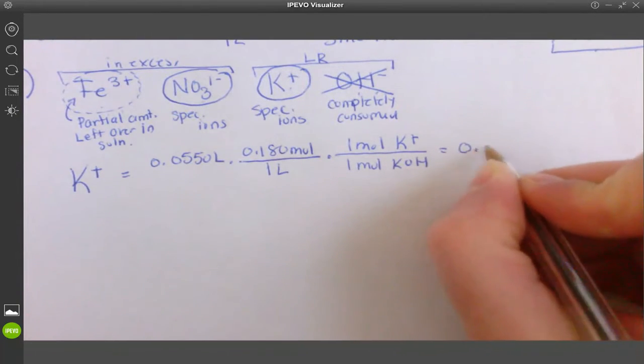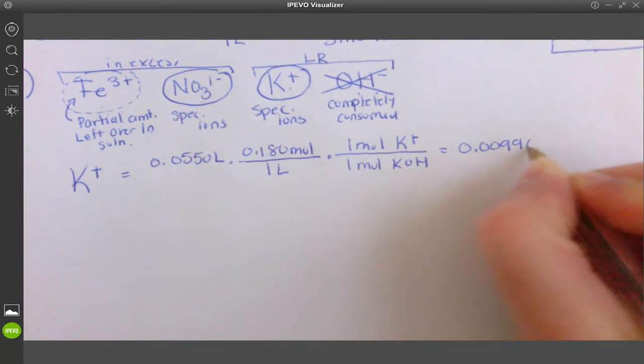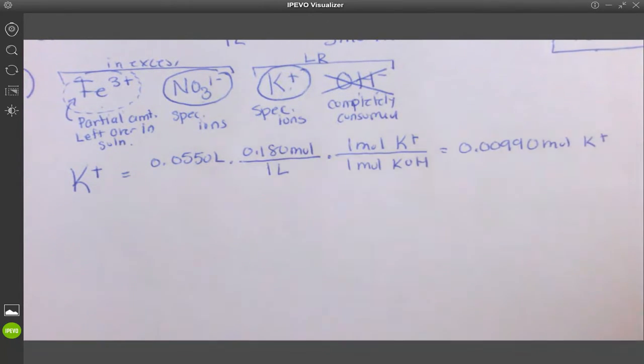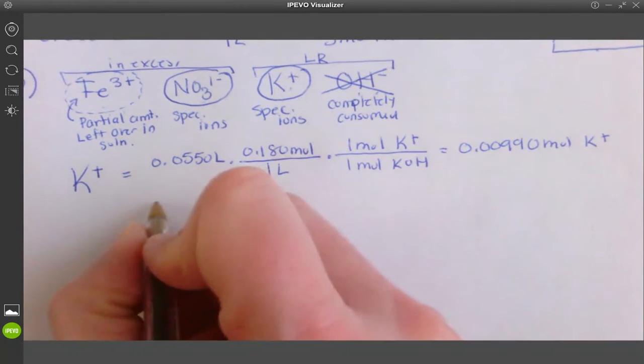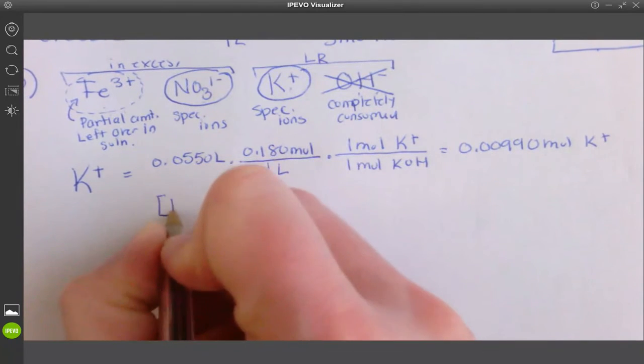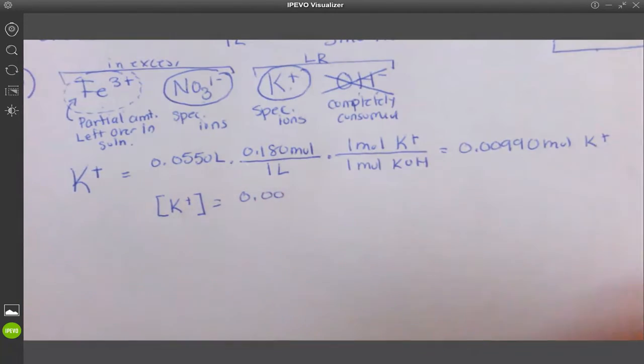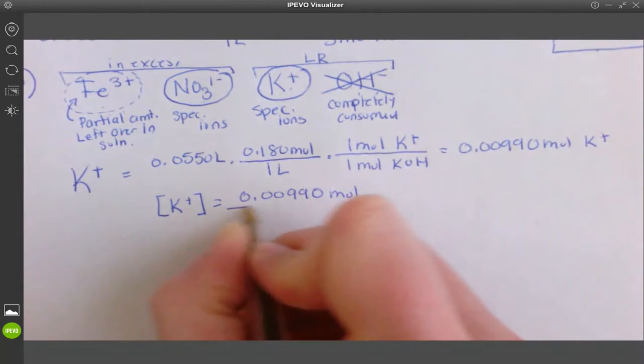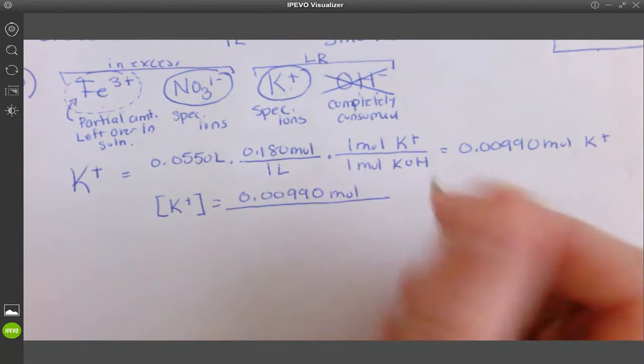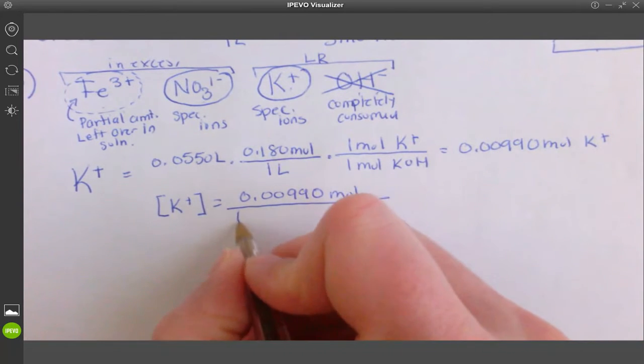So that gave me 0.00990 mole of K+ ions. I can now go ahead and find the concentration of it by taking that mole that was present, because all of that stayed present the entire time in solution. However, it's now in a larger volume, so I have to change my volume for that.